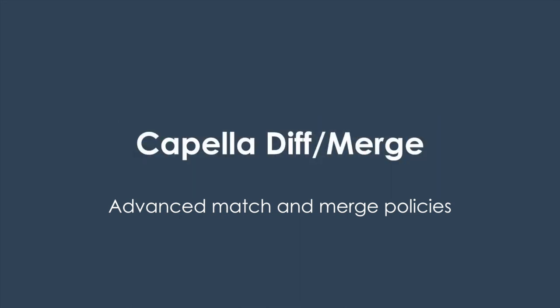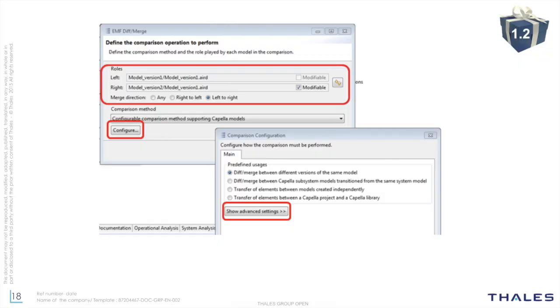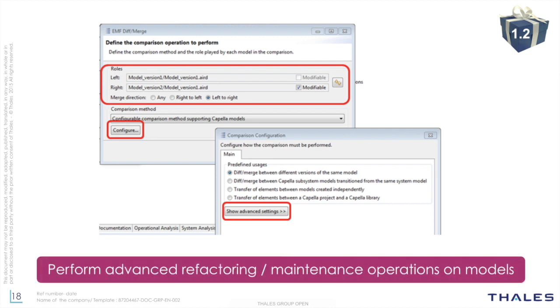So basically, until now, we were able to compare models that had a common origin. And the comparison was exclusively based on IDs. Now you can customize the matching policies and then the merge. The goal is to be able to perform advanced refactoring of models and advanced maintenance operations.